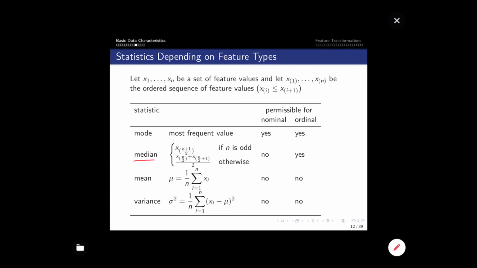Then we have the median, so this is basically the value in the middle of our ordered sequence. The middle is not always an element, right? It's only an element if n is odd. Then we have really one element which is straight in the middle, and this is the element with the index (n+1)/2. And otherwise we just average the two values which are closest to the middle. And for nominal data, this doesn't make sense because nominal data doesn't have an order, right? But for ordinal data, this is eligible.